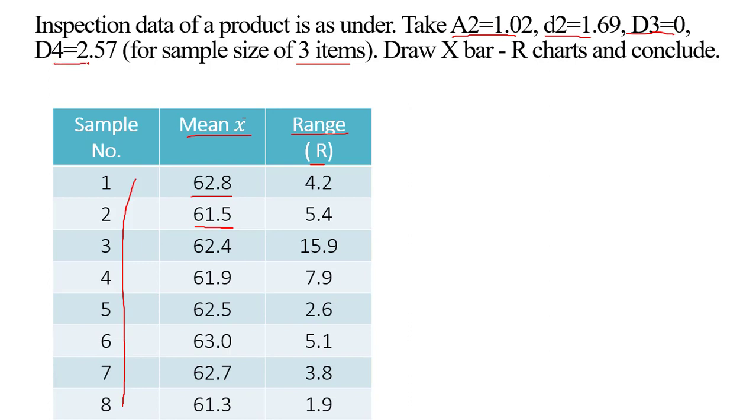These are all the values we need to consider, and from these values we can first calculate the upper control and lower control limits for X bar and R chart, and then we can draw charts. Based on these charts we can conclude whether our process is in control or not, or whether there is some assignable cause that we need to find from the X bar R chart. So we will now solve the problem of X bar R chart considering all this data.